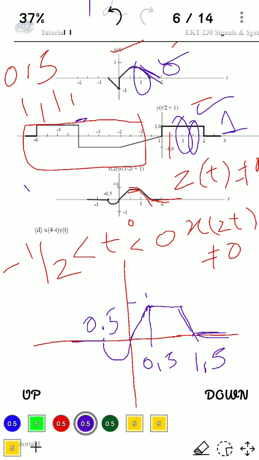I guess you got it, how to do this particular problem. So this is one problem. We'll do another problem now.